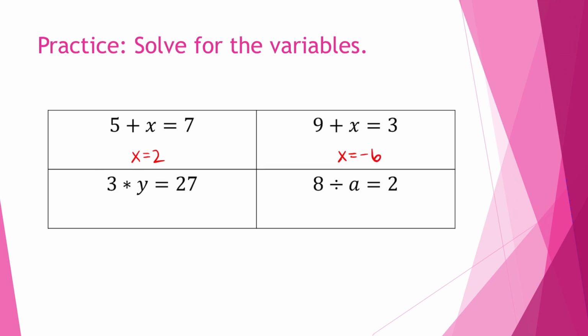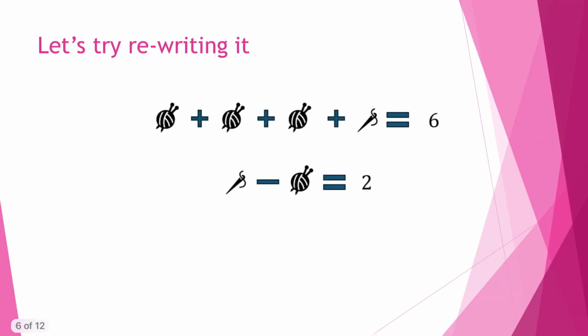And the next one, 3 times y equals 27. We know that 3 times 9 is equal to 27, so y equals 9. And then finally, 8 divided by a is equal to 2. We know that 8 divided by 4 is equal to 2, so a equals 4. That's all it means to solve for the variables. It means to find out what number would go into the place of that letter that we don't know yet.